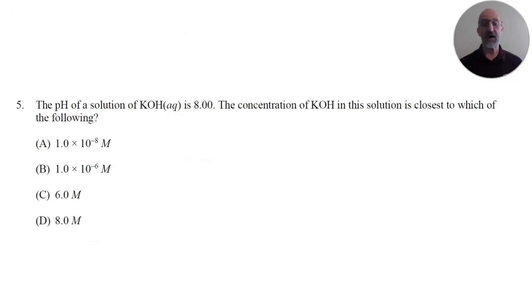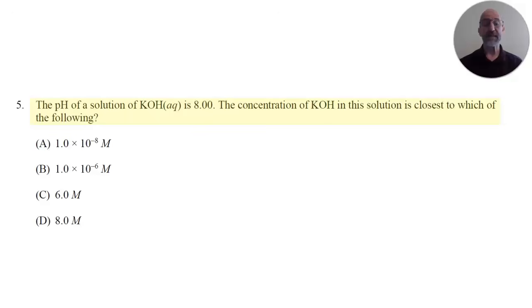This is question 5. It involves a strong base, and it's a multiple choice question. In question 5, we are told that the pH of a solution of a strong base, potassium hydroxide, which has the formula KOH, is 8.00. The concentration of KOH in this solution is closest to which of the following?